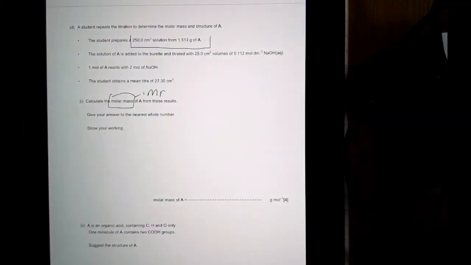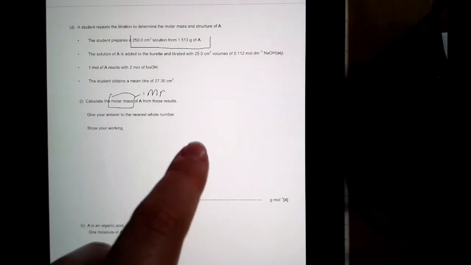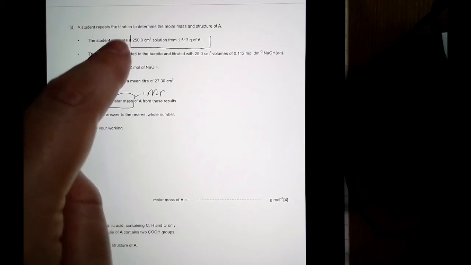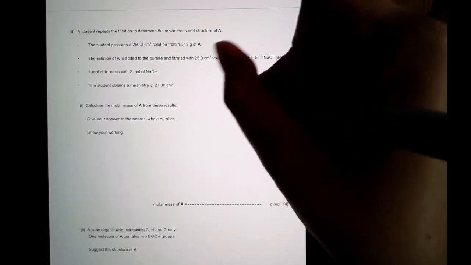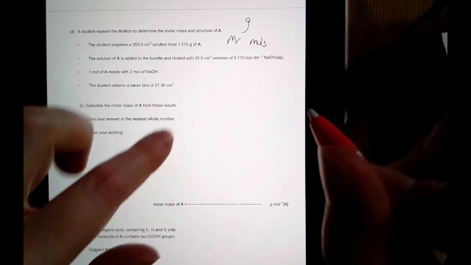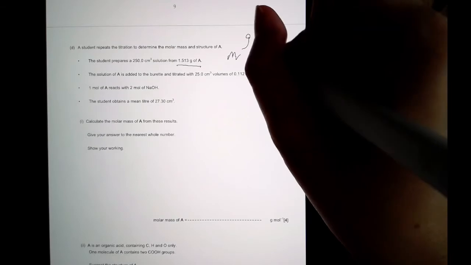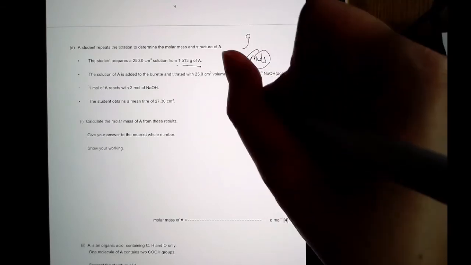Again, the trick here is to note that the mass that they've given you is per 250 centimeters cubed. And when you do your titration table, the moles you get will not be per 250 centimeters cubed. So you'll need to do that before you can plug it into G Mr moles. So have a go at doing that for yourself. All right, so in this calculation, as I said, I'm going to be using the G Mr moles in order to find the formula mass. I've already got my grams, I've got my mass there, but I'm going to need to use my titration calculation to work out the moles.